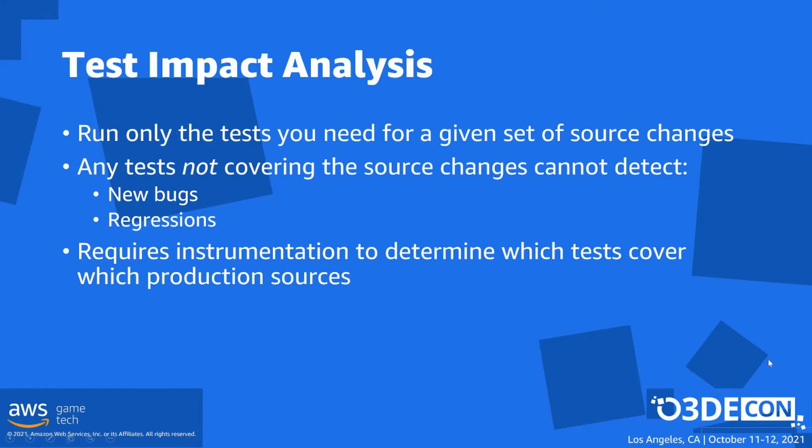One technique for reducing the duration of automated testing is test impact analysis. This technique works on the assumption that, for a given set of incoming source changes, we are only required to run the relevant subset of tests that cover those source changes. It therefore stands to reason that any tests not covering those source changes are incapable of detecting new bugs and regressions. As this technique uses coverage data to determine which test targets cover which production sources, we need some means of instrumentation to generate this coverage for each test target in the codebase.